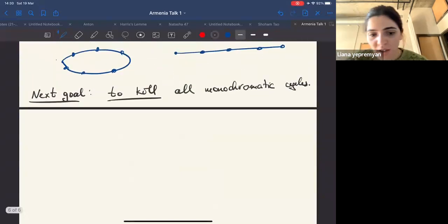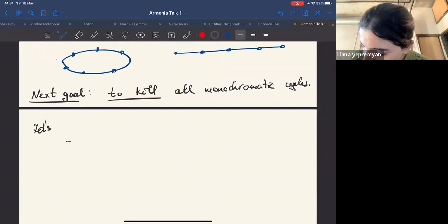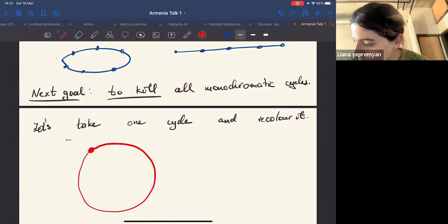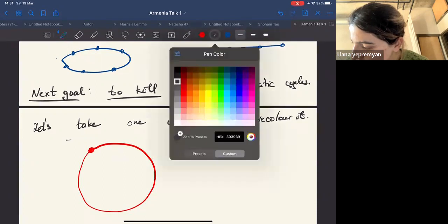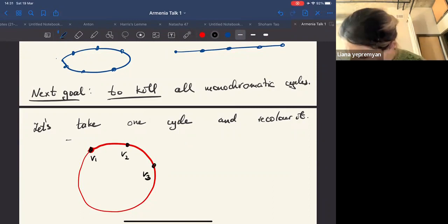Okay, so let's try to see how we kill monochromatic cycles. Let's take one cycle and recolor it. So what am I gonna do? Let me take, say, a red cycle. It has at least 3 vertices on it, right? Every cycle is at least a triangle. So let's say this is V1, V2, V3. Okay, now let's do the following.